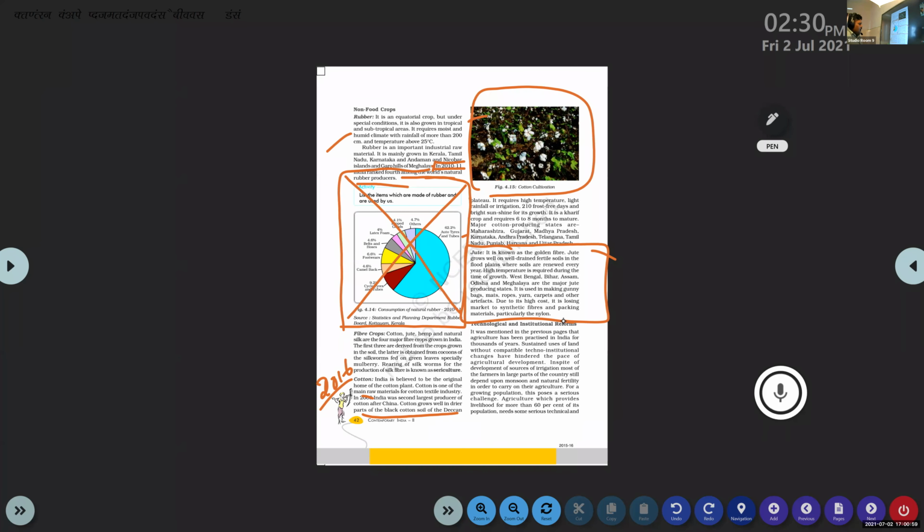So cotton, jute completed. Now open your notebook, everyone. Please open your notebook. I mean, notes, writing materials, take it.